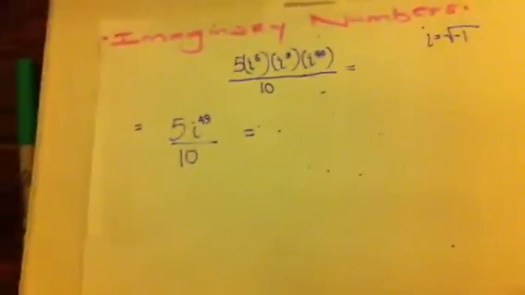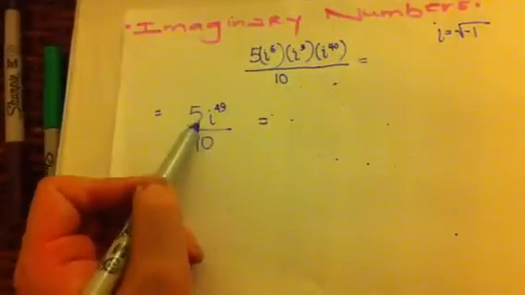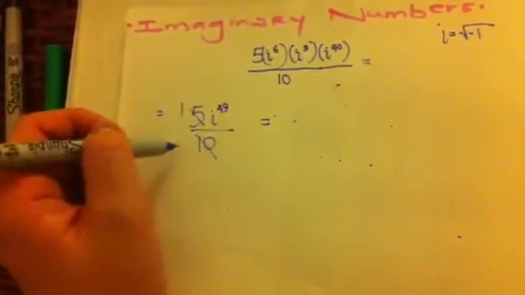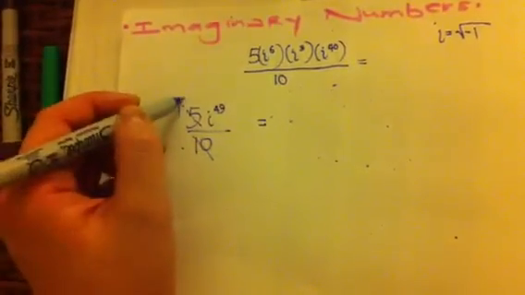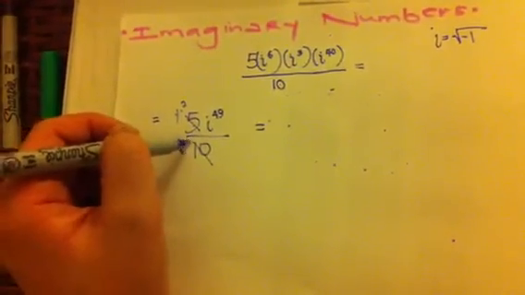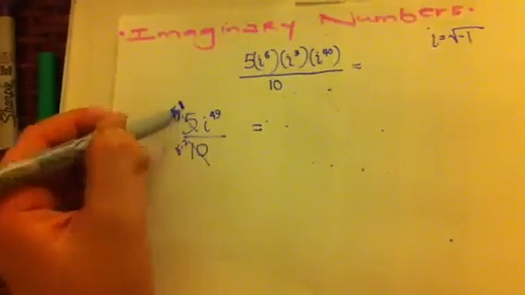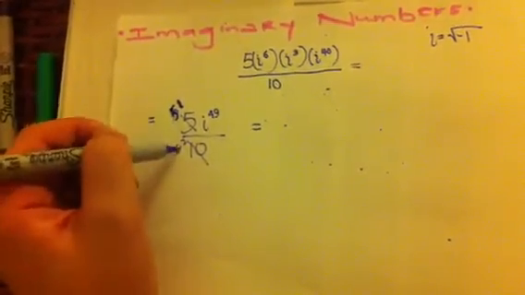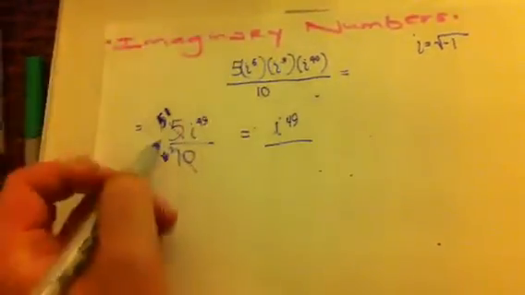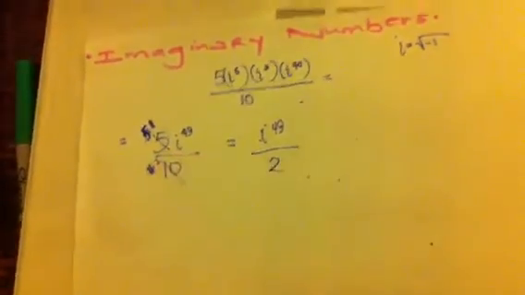Before I even look at the i's, I would first go ahead and look at anything else around it. Is there anything else I can simplify? Well, I have 5 divided by 10, and I know that these are both divisible by 5, so I can make a 1. I can write 5 times 1 over 5 times 2. Make a 1 with the 5's. Then we have i to the 49th. Remember that if you just have a 1, you don't even need to write the 1. Then we have 2 on the bottom.